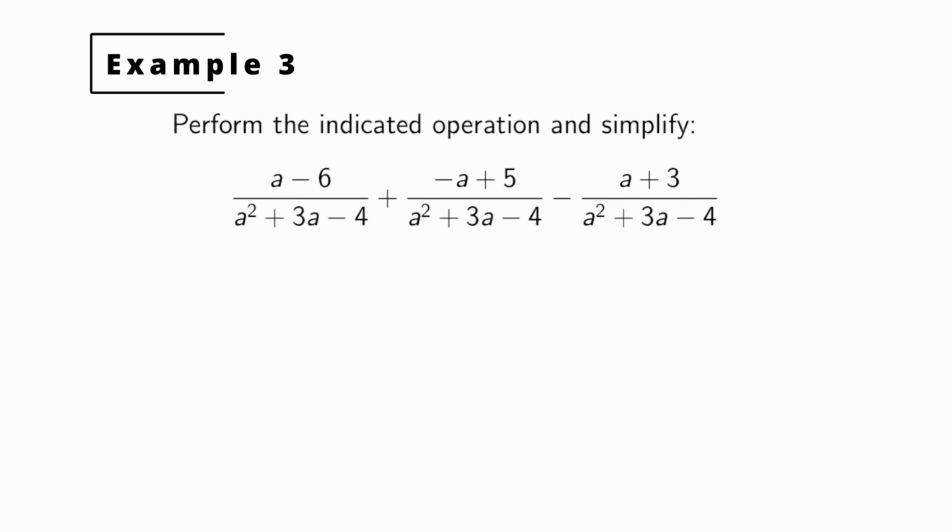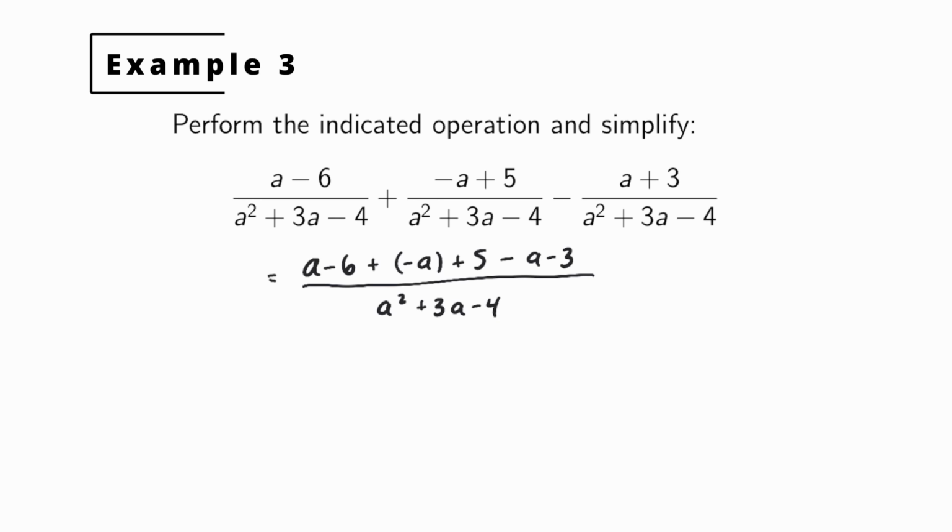Here's our final example. Again, we need to add up these three rational expressions. So we'll add or subtract all the numerators, depending on what you're being asked, over the same denominator. So we'll get a minus 6 plus negative a plus 5. And since we have minus a plus 3, we'll just reverse the sign. So we'll have minus a minus 3. And then that all goes over the denominator a squared plus 3a minus 4.